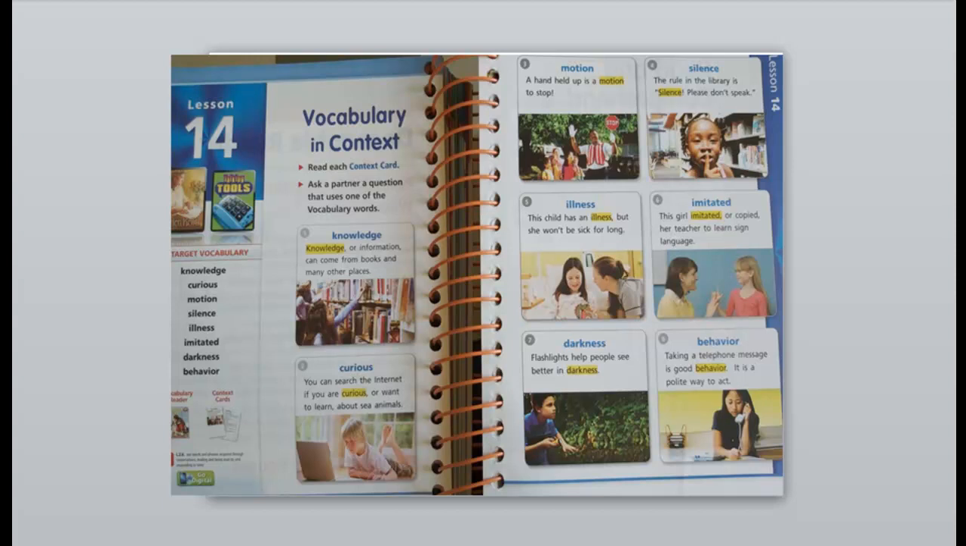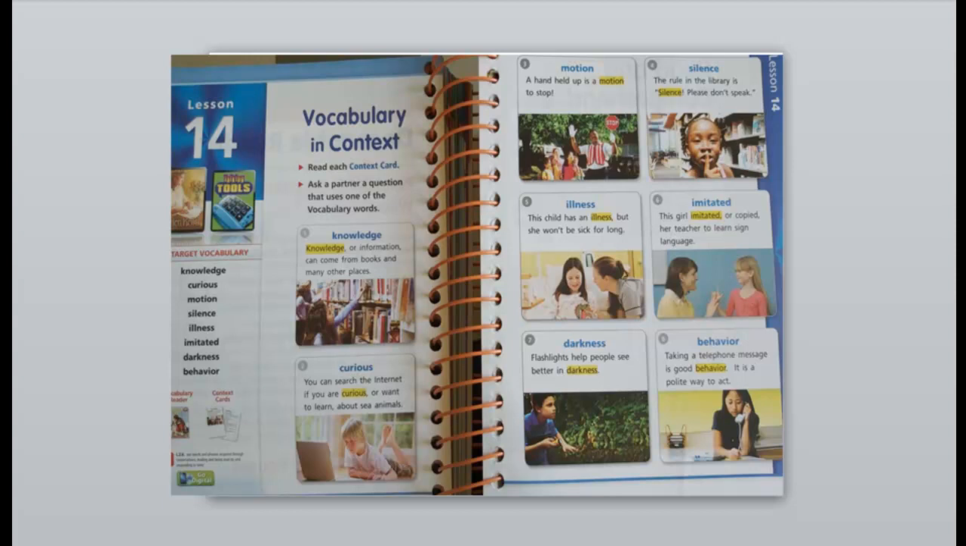Okay, let's see motion. A hand held up is a motion to stop. A motion is a movement, okay? So a hand held up, hey, stop. So this is a motion, which is a movement to stop. Now let's go on to silence. Shh. The rule in the library is silence. Please don't speak. Got it? Okay. Now, illness. The child has an illness, but she won't be sick for long.